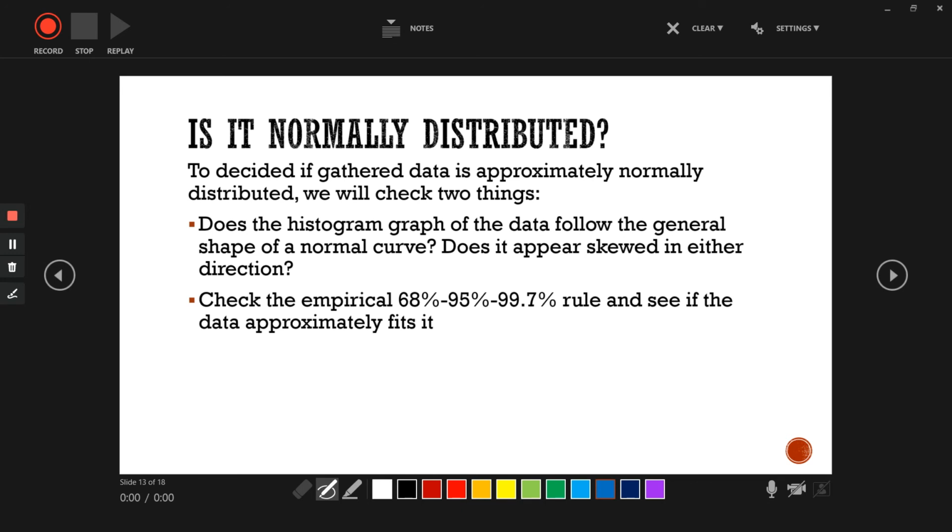All right, so if we want to decide if gathered data is normally distributed, we're going to check two things, right? You can make a bar graph just like we saw in the bear problem before, and see if the bar graph looks like a normal curve shape, or does it appear skewed in either direction. You can also check to see if the data fits the 68%, 95%, 99.7% rule, and see if it actually works, right? So you check if 68% of your data is within plus or minus 1 standard deviation of the mean.